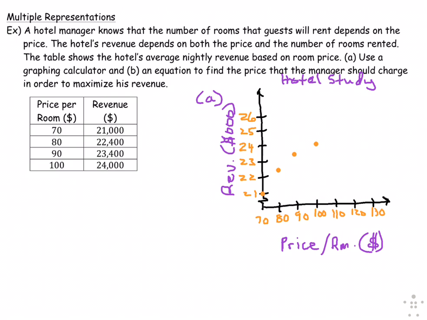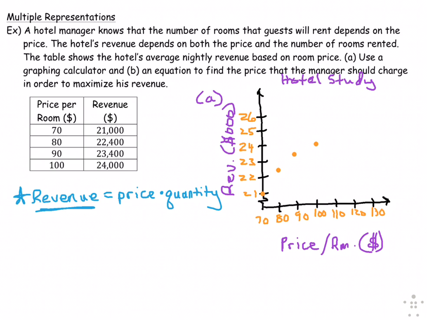My axes are clearly labeled. Price per room is the thing that I'm changing. It's going to be the thing that I put into the system, the independent variable, and then the output is the revenue. And then I have a title that says something like hotel study.